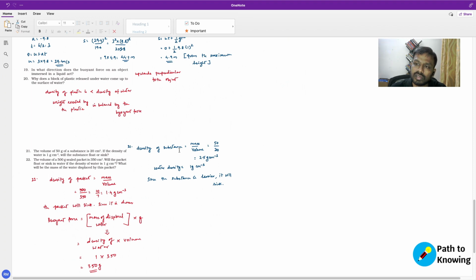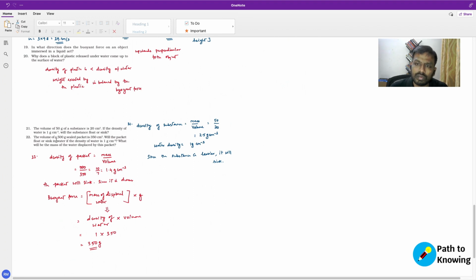So let's calculate the density of the substance. The density of the substance is mass over volume. The mass is 50 grams and the volume is 20 centimeter cube, which is 2.5 grams per centimeter cube. So this is clearly more than the density of water, which means the object is heavier than water and it will sink.